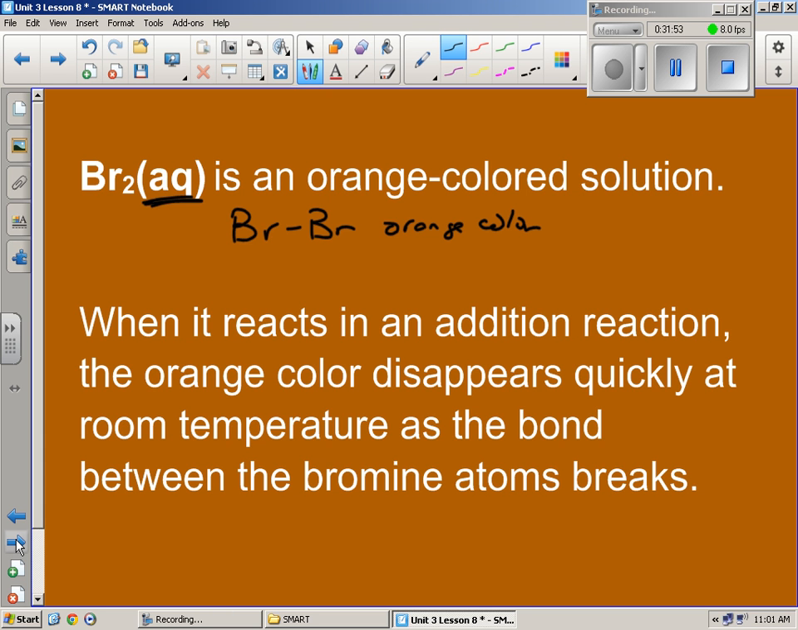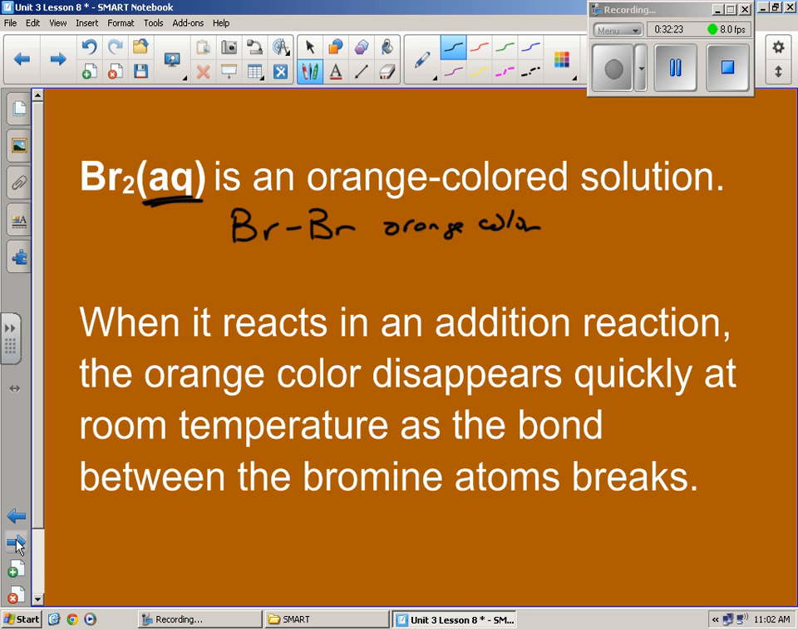When you add that onto an unsaturated hydrocarbon, such as one with a double bond or a triple bond, of course, that Br gets added in, right? But it doesn't stay together as Br2 anymore. 1 Br gets added on here, 1 Br gets added on here. It's not Br2, they're not linked together anymore. When they're linked together, it's orange. When they're broken apart, it's clear, okay?